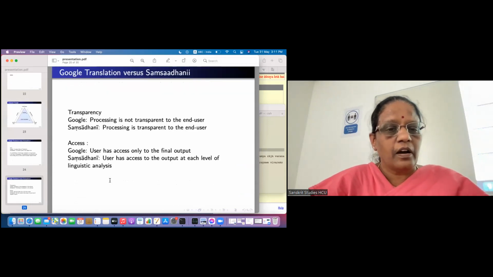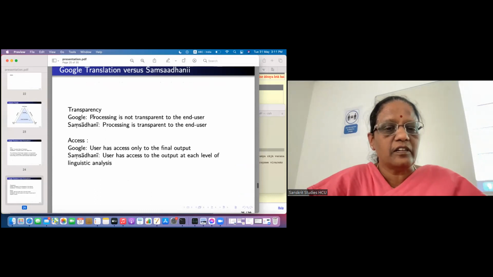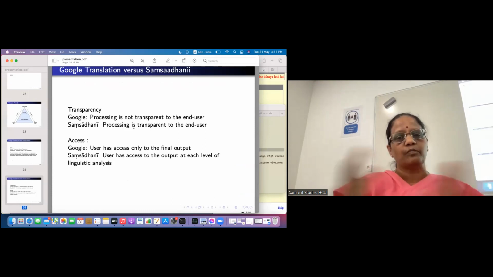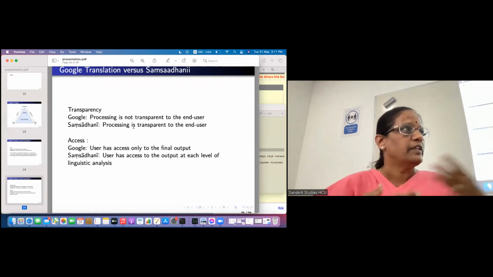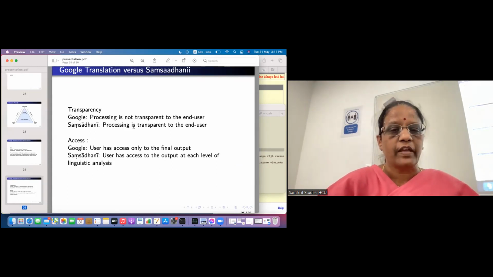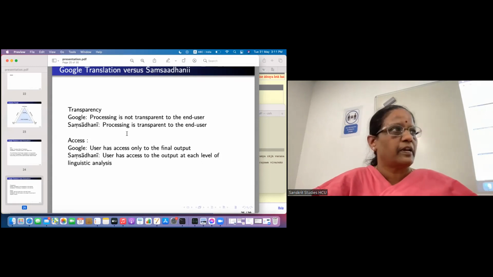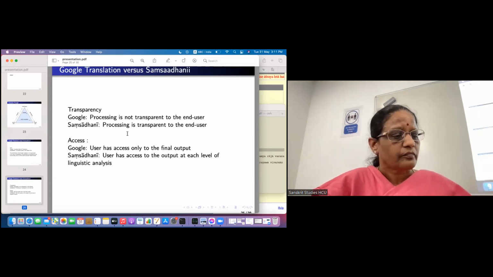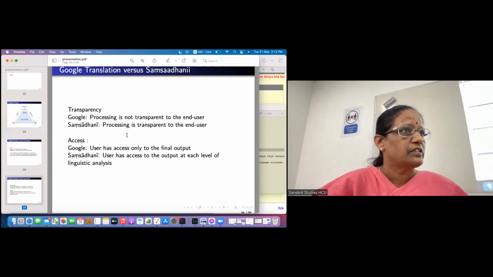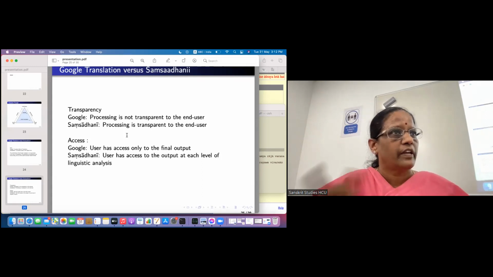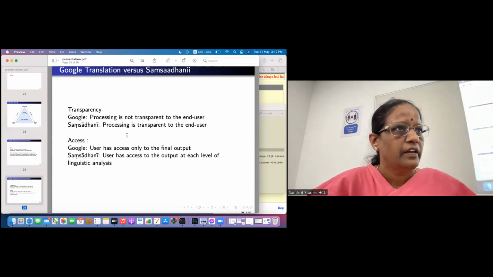Then, as far as the transparency is concerned, Google is not transparent to the end user. In the sense, Google just produces the output, but what is going on behind the scenes is not available to us, that is not known to us. Whereas in Sansadhani, I will explain this with more demonstration later on, complete processing is transparent to the end user, because you can go through each and every stage and see what decisions the machine has made. And if those are wrong, we can change the decisions and get the alternate reading also.